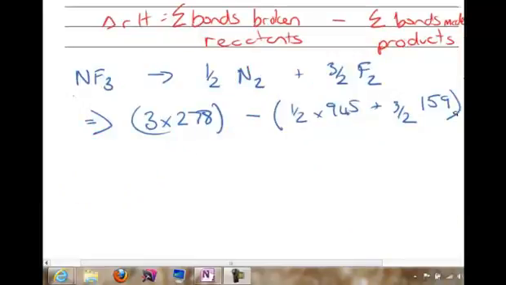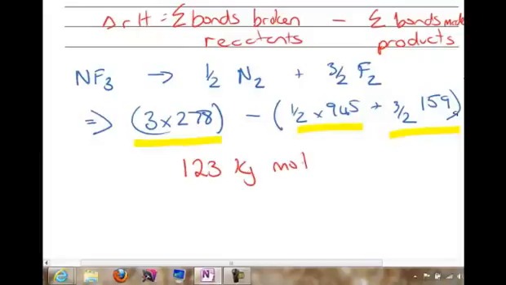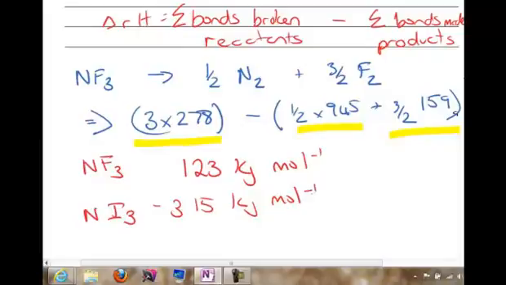Now in this case, NF3 is going to be 3 times 278, that's the 3 bonds around the nitrogen. I'm going to be subtracting half of 945 for the triple bond and 1.5 times the fluorine bond, and that should give us an answer of 123 kilojoules per mole. So that's for NF3. For NI3, if you recall, we had negative 315 kilojoules per mole. So we can now make a direct comparison between those two.